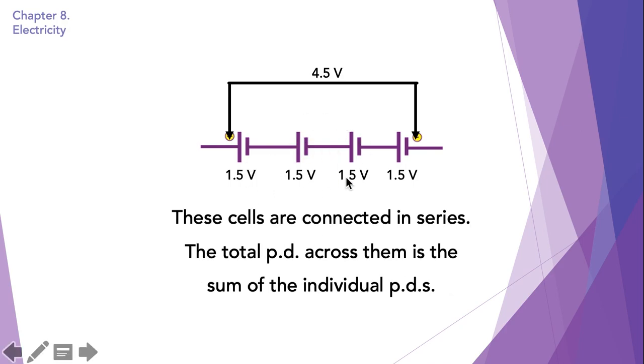As you can see, the cells are connected in series, so the total potential difference across them is the sum of the individual potential differences. So the potential difference given is 4.5 volts, and this is distributed equally to all of the cells. So each cell gets 1.5 volts here.